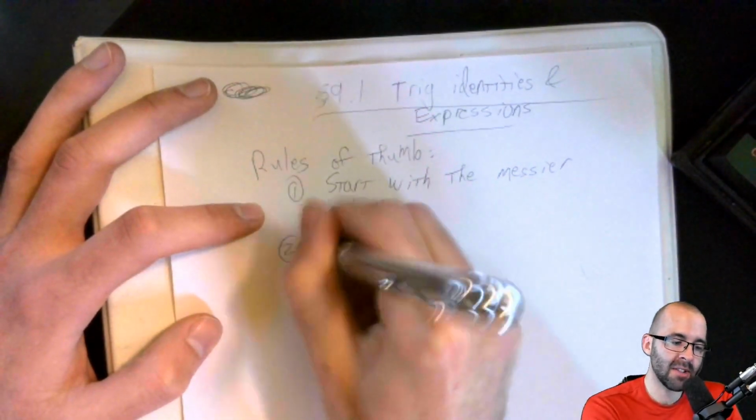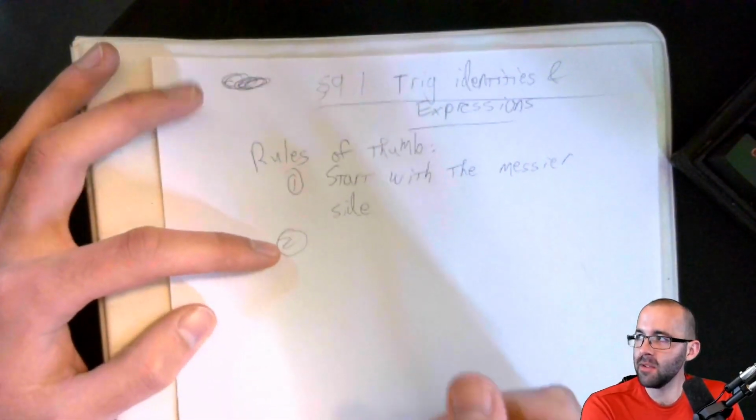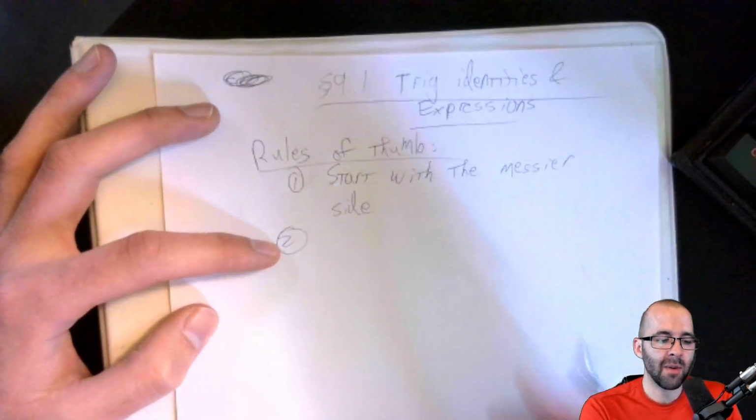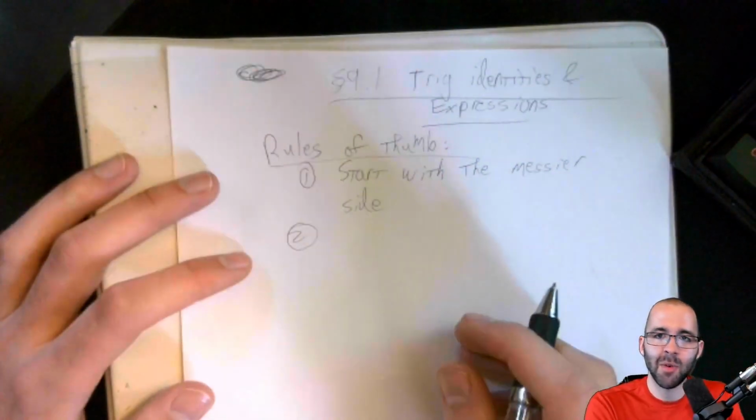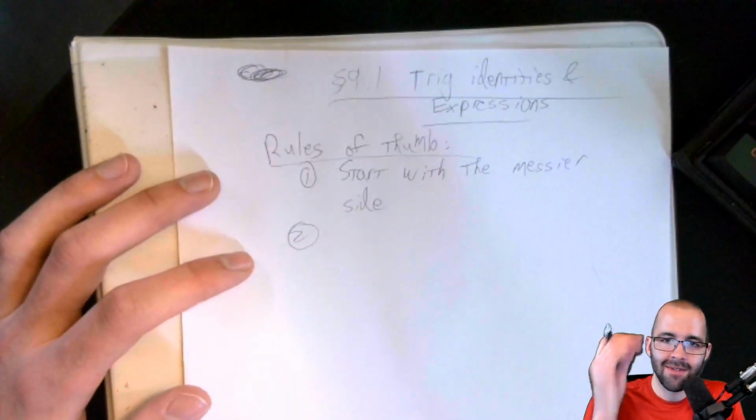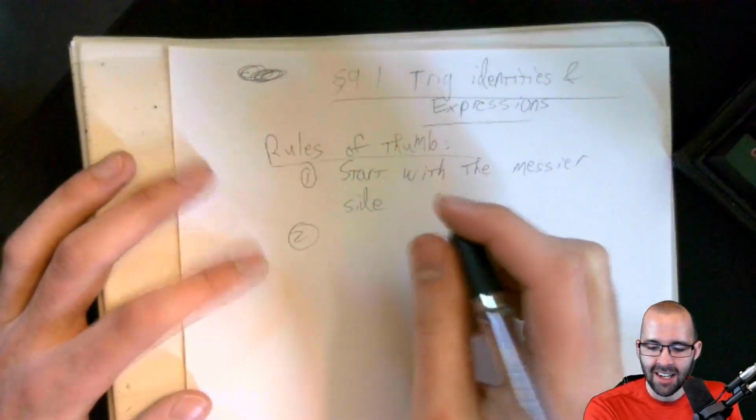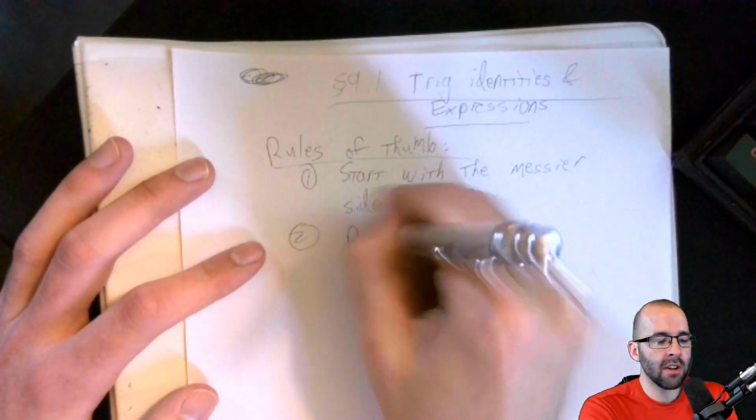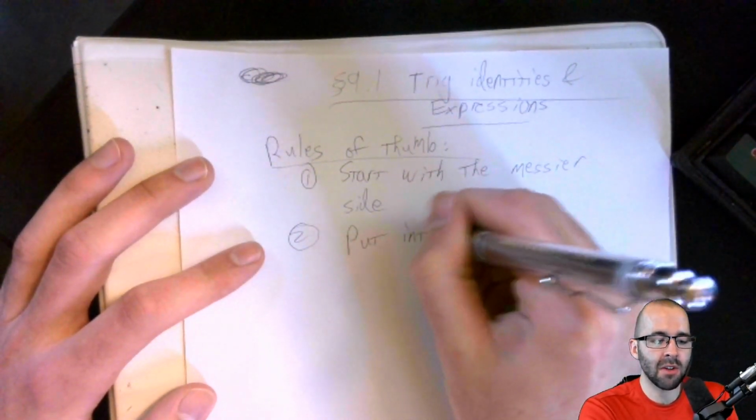This is not going to make that much sense until we actually look at some examples, but we're getting the rules first. All right, we have two rules, two thumbs. Coincidence? Yes, it's a coincidence. All right, and then a good rule of thumb is to put everything into sines and cosines.